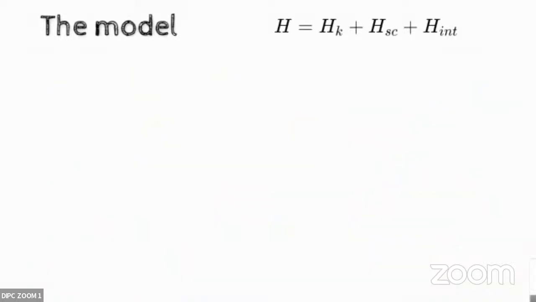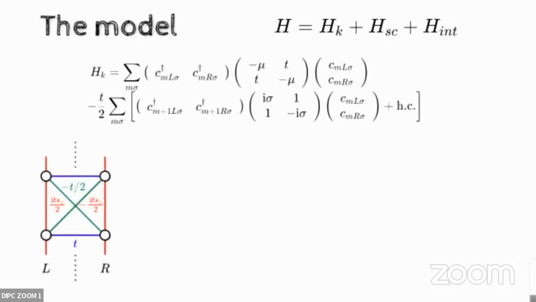So now let's talk about the model we came up with. It's a model which has three parts. The first part just describes the kinetic energy of electrons propagating in the system. The second part is superconductivity, simply S-wave superconductivity. And the third part is an interacting term, which I'm going to give you the details of. So how does the kinetic term look?